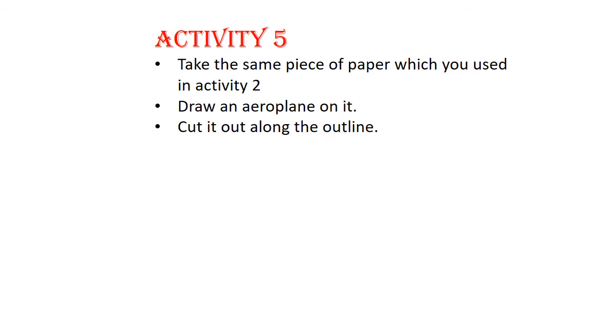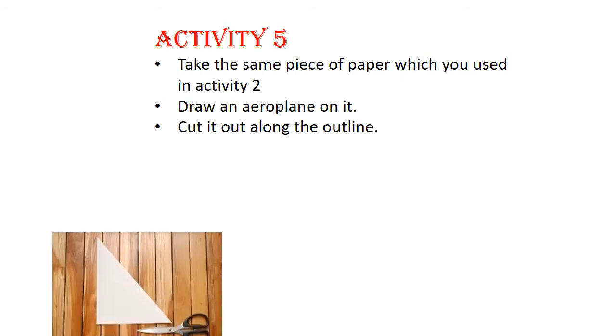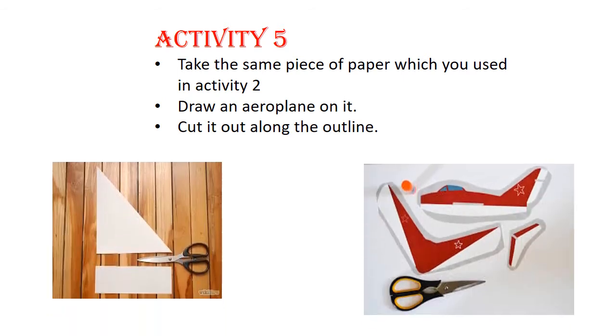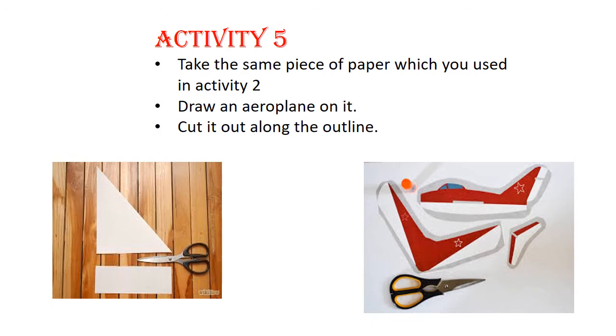Okay. Now, activity 5. You take the same piece of paper with which you made the aeroplane. Now what you do? On that piece of paper only you draw an aeroplane. And you have to cut the aeroplane along the outline. Can you see? You can cut the aeroplane, right?